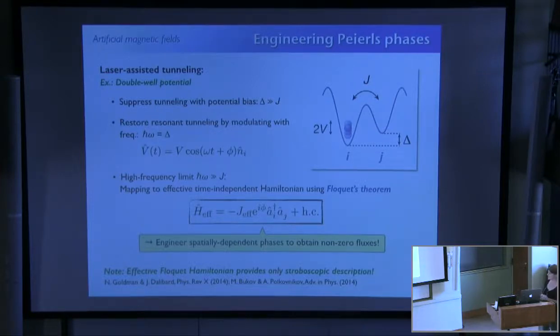Depending on the experimental parameters, you have to take into account that this Hamiltonian actually only describes the stroboscopic evolution of the system, but it doesn't tell you what happens within one driving period. So for analyzing the experimental data, one has to be careful about that.